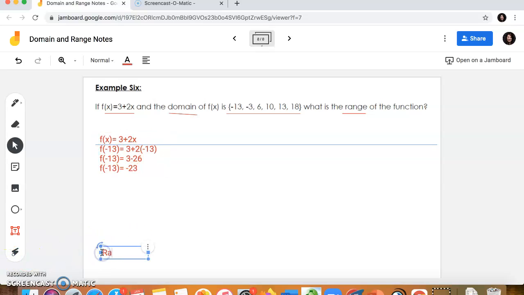And so we would just keep doing that. Our range would be -23, and then you just keep going. You'd then plug in for the next one. You'd plug in the -3, the 6, the 10, the 13, and the 18. I'm not going to go through all of that, but that's how you would do that problem.